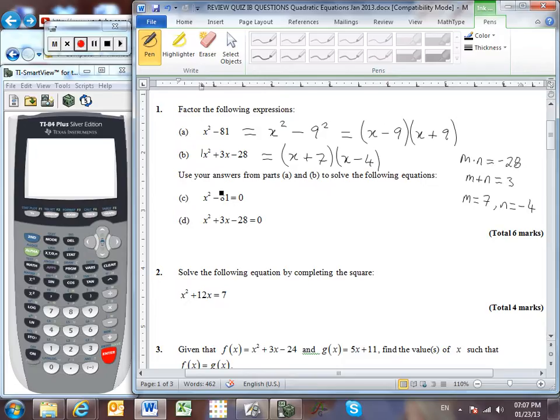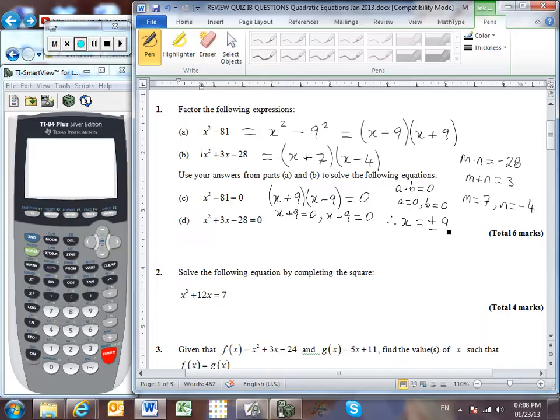Now part C wants us to use the answers from parts A and B to solve these equations. I already have a new expression for x squared minus 81. By factoring it, I was able to rewrite it as a sum and a difference, because it was a difference of squares. Now I can use the zero product property, which says that if a times b is equal to 0, then either the first factor is 0 or the second factor is 0. So in this case, either x plus 9 will equal 0 or x minus 9 will equal 0. And that gives you your two solutions of x is equal to positive or negative 9.